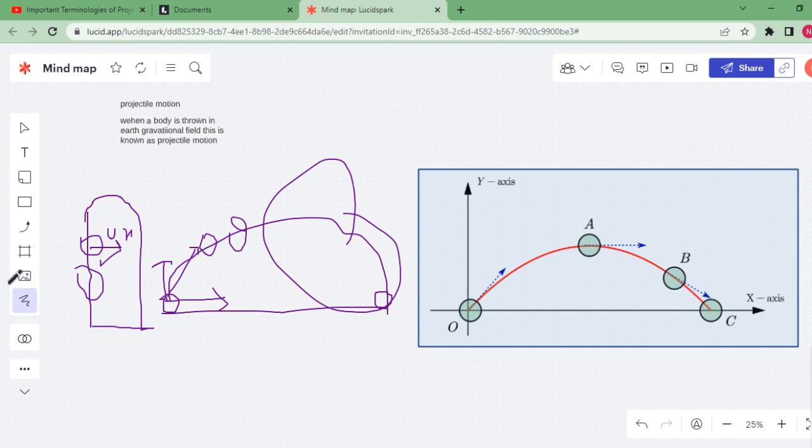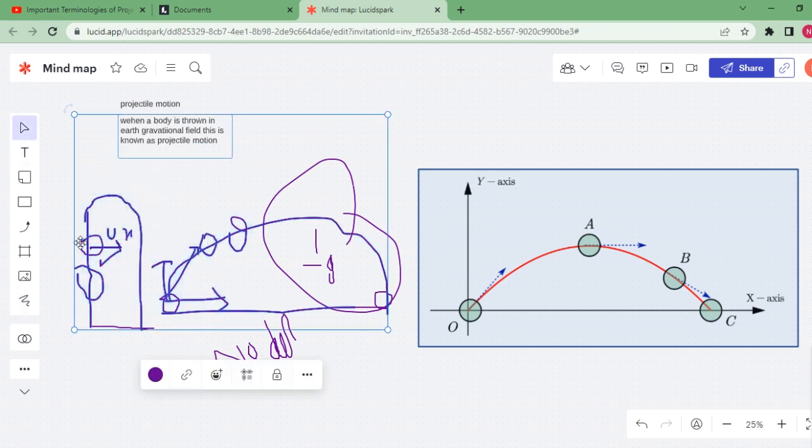One thing that you need to keep in mind is that only one force is acting here, the earth's gravitational field. And we have to consider that there is no air resistance. Keep in your mind that there is no air resistance acting upon it. So the acceleration of the particle in every direction, as I said, is minus g.